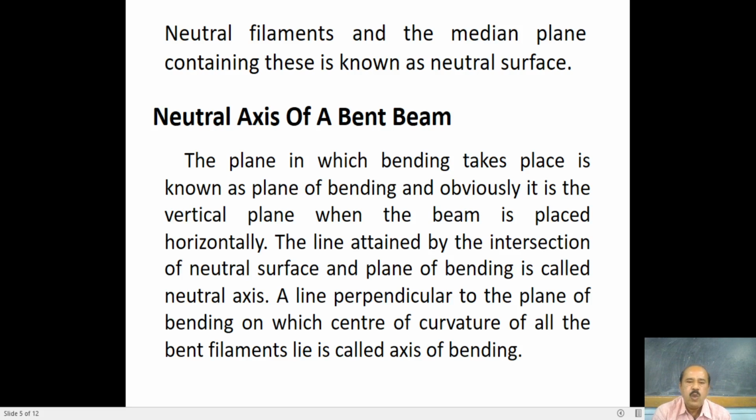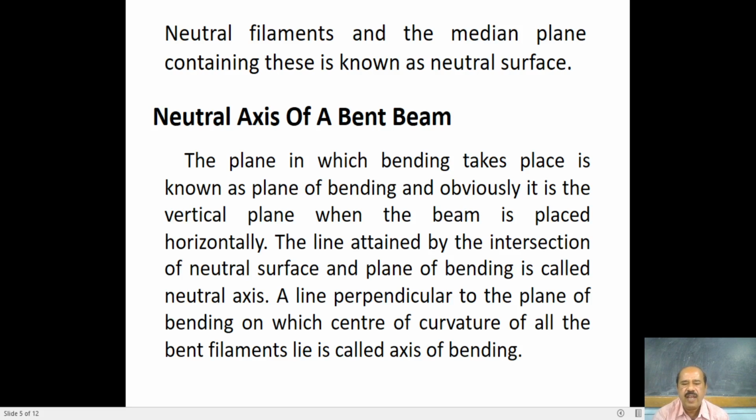Now I will explain the neutral axis of a bent beam. The plane in which bending takes place is known as the plane of bending, and obviously it is the vertical plane when the beam is placed horizontally. The line obtained by the intersection of the neutral surface and the plane of bending is called the neutral axis. This is a very important concept, because in most examinations they will ask you to define neutral axis and neutral surface. I hope you have understood the meaning of neutral axis.